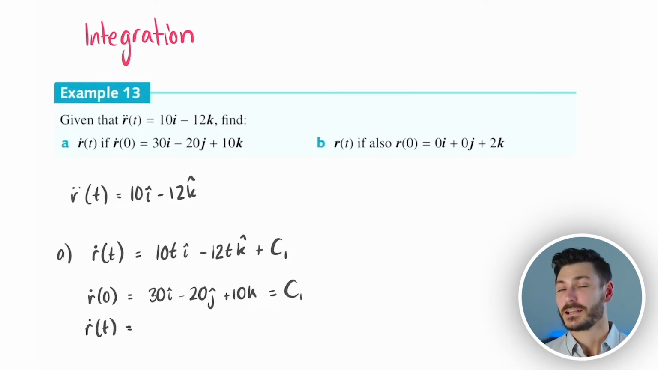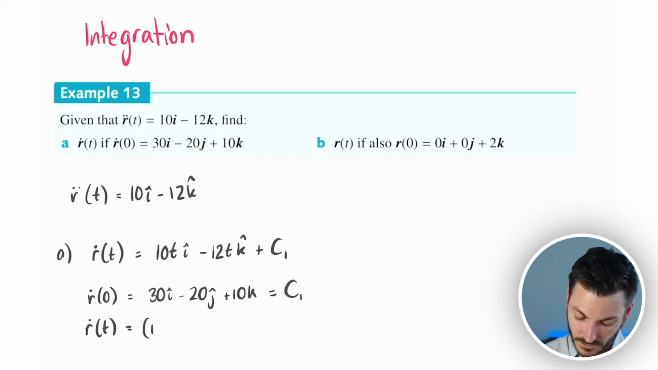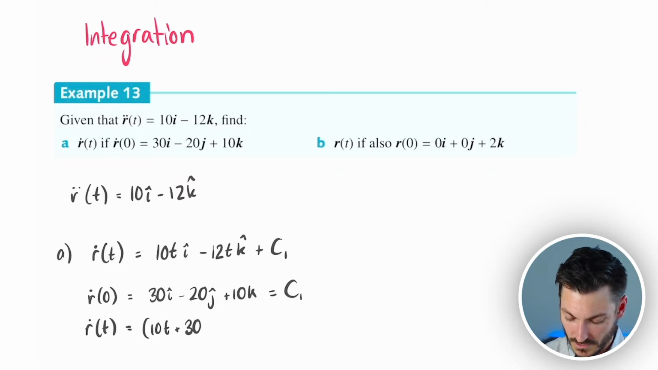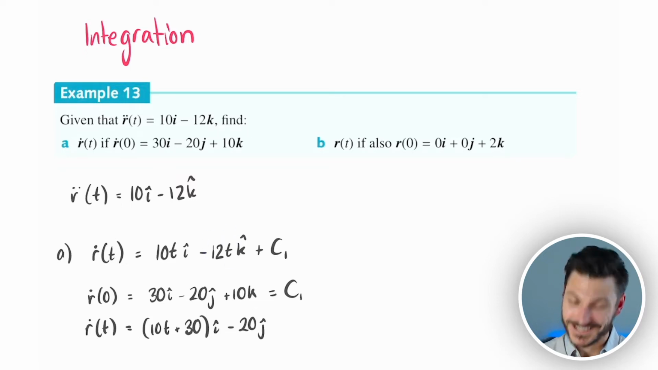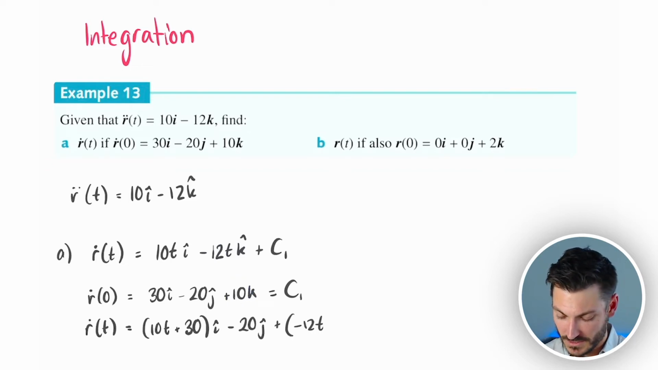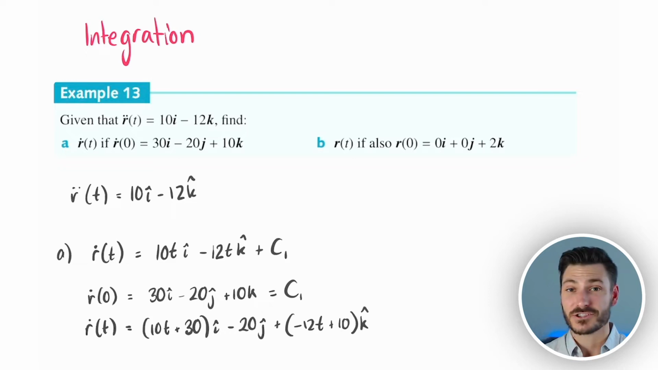I'm going to collect all my i's and collect all my j's and collect all my k's separately. So in terms of i's, I have 10t in the i direction there, and I have 30i there, and hence in total I have 10t plus 30 in the i direction. Now my j's, I only have negative 20 in the j direction, so I'm just going to write negative 20j. And in the k direction, I have minus 12t up here and plus 10k over here. So in total, I have negative 12t plus 10 in the k direction.